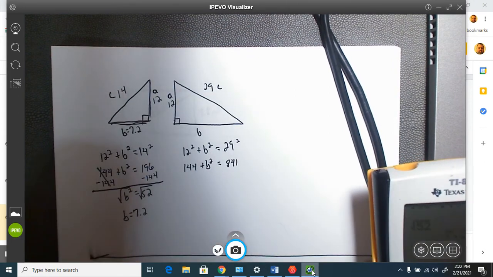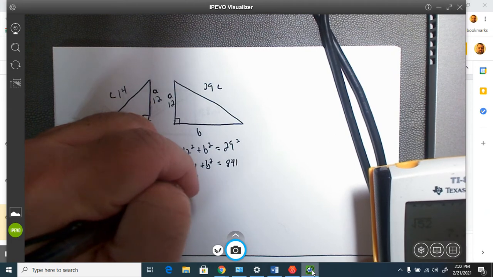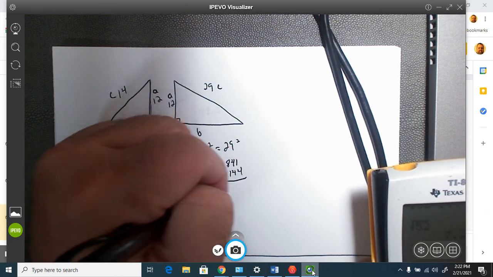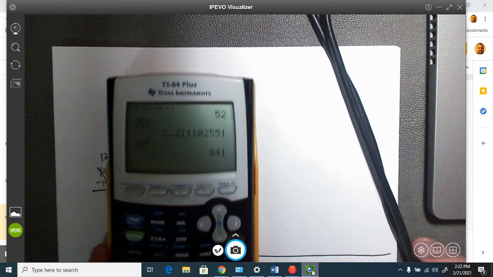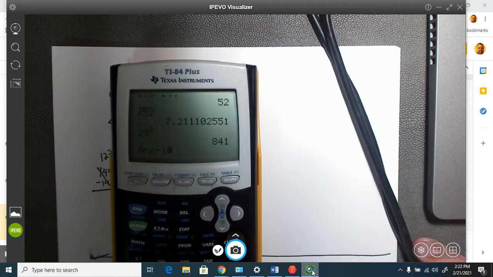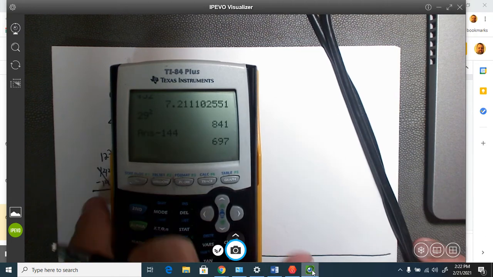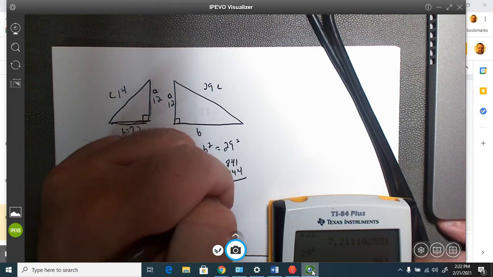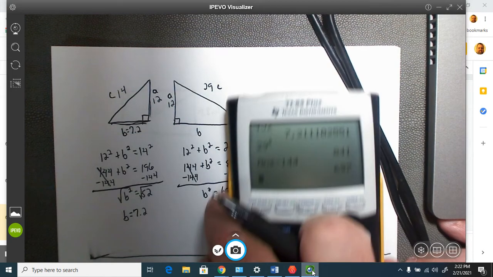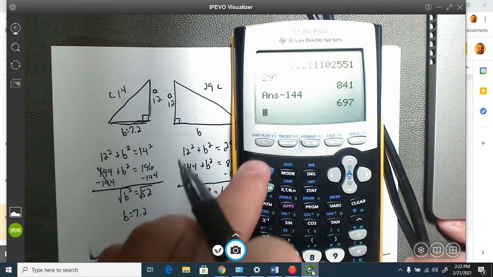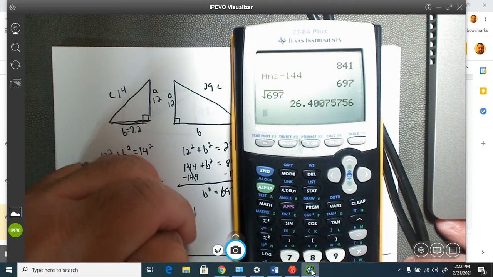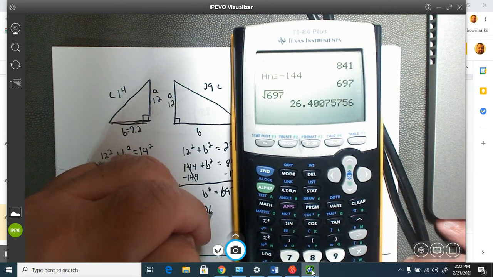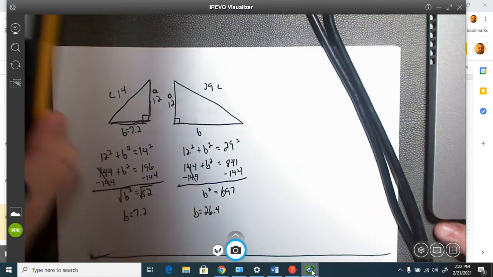So I'm going to use the same process. Subtract 144 from both sides. B squared equals, I'm going to take 841 minus 144. I get 697. And then I'm going to take the square root of that. The square root of 697. So B on this triangle is 26.4.